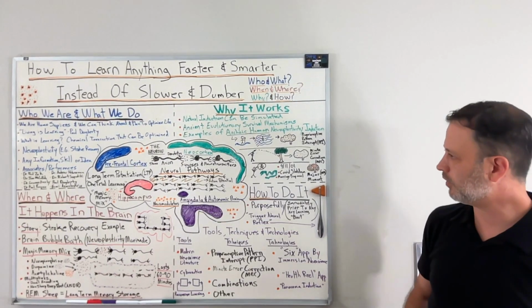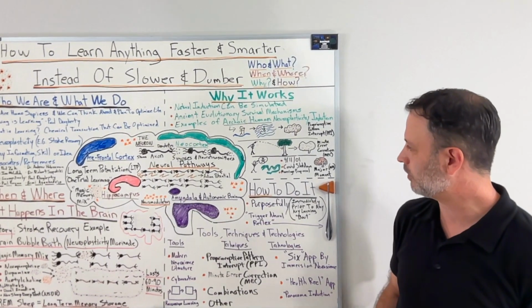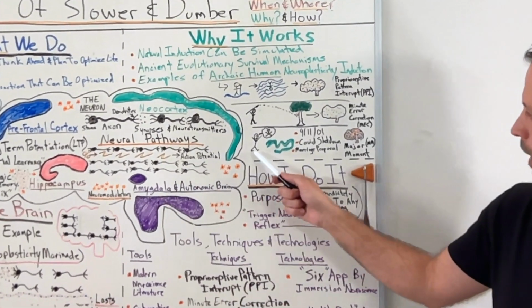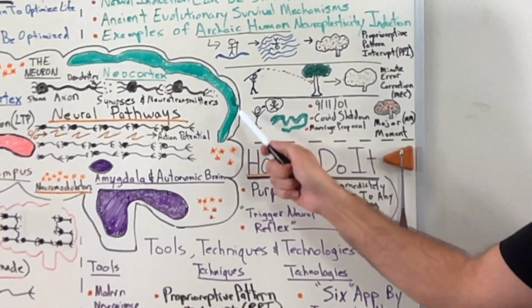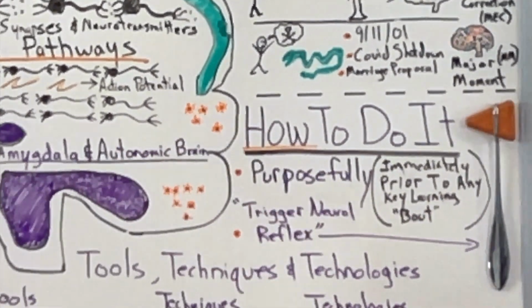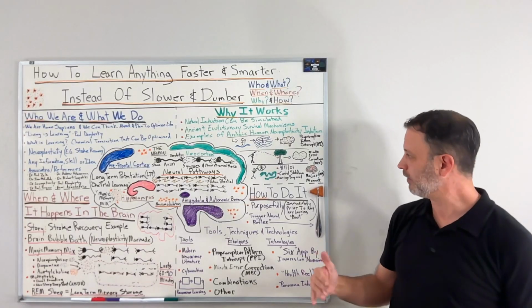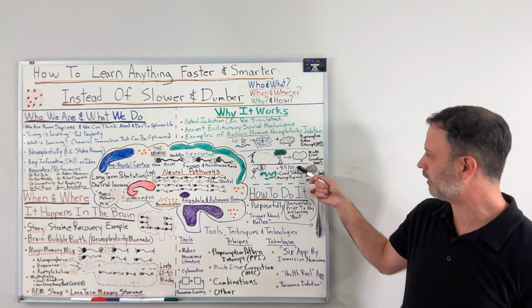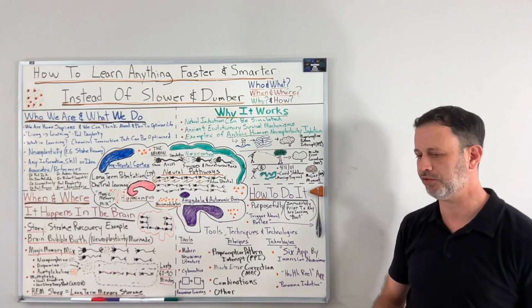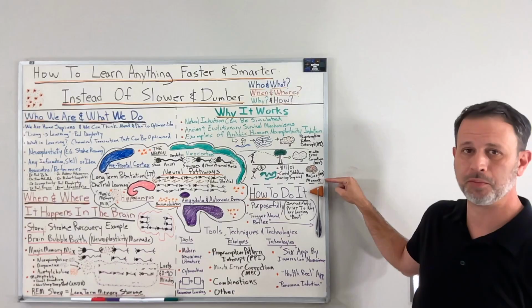The next thing that I want to cover is a little bit more about the autonomic brain and the amygdala, which is implicated in some, I pointed to this snake before, I think. This snake is an example of a person having a reaction to something that they experience, a stress reaction in this case. Stress is one way that I've referenced here: 9/11 and the COVID shutdown, or even a marriage proposal. That's not a bad kind of stress, but I call them major moments.